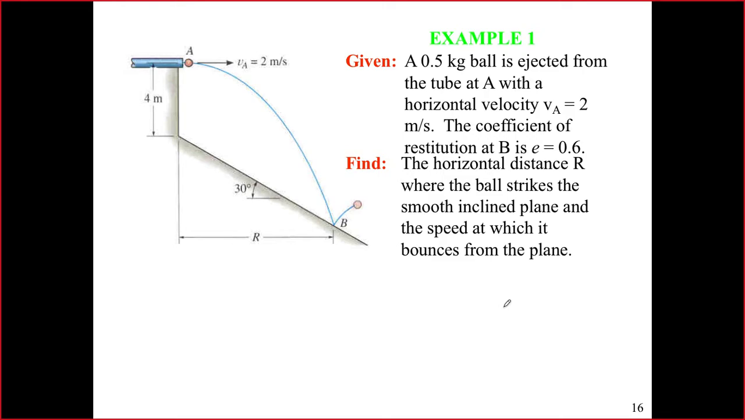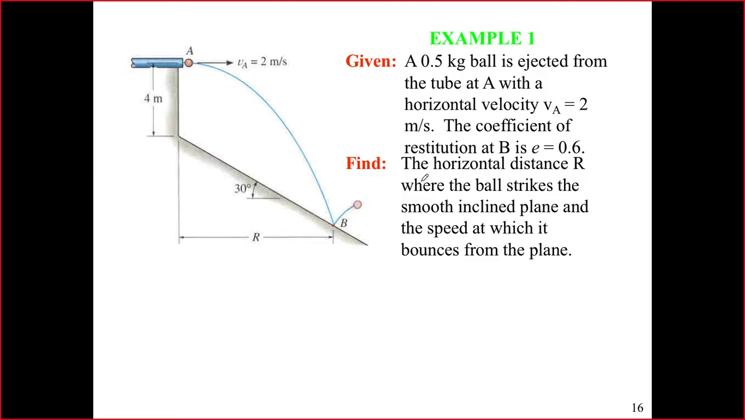What's happening here? We've got a 5.5 kg ball which is ejected from the tube at A with a horizontal velocity of 2 meters per second. The coefficient of restitution at B is 0.6. Meaning it travels from here, falls down just because of gravity, and then it strikes the ground, or this inclined plane at B. That is, it has an impact here at B. So that's what we're trying to analyze.